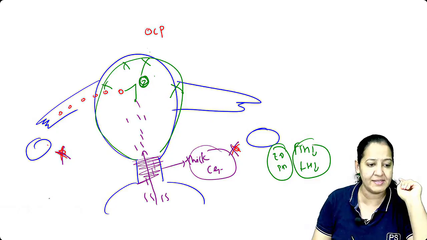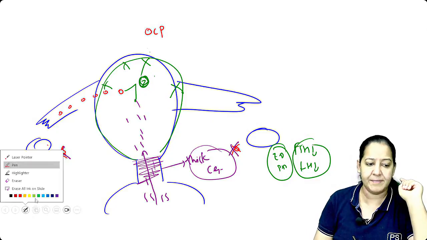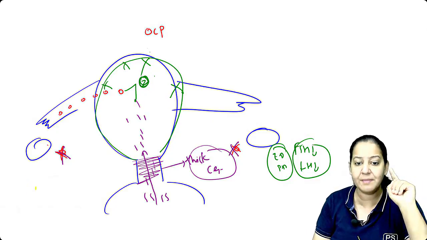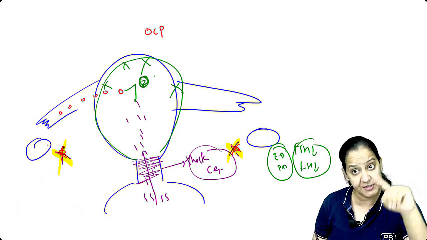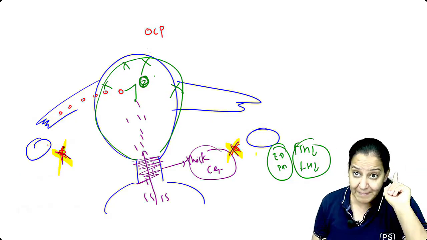Tell me the three mechanisms. Yes, absolutely right, Elizabeth. Tell me the three mechanisms. The first mechanism, it inhibits ovulation. It inhibits ovulation by negative feedback. You all are right. This is the main mechanism.